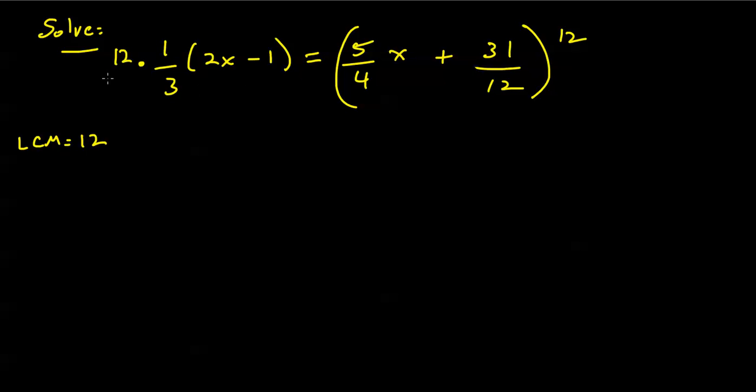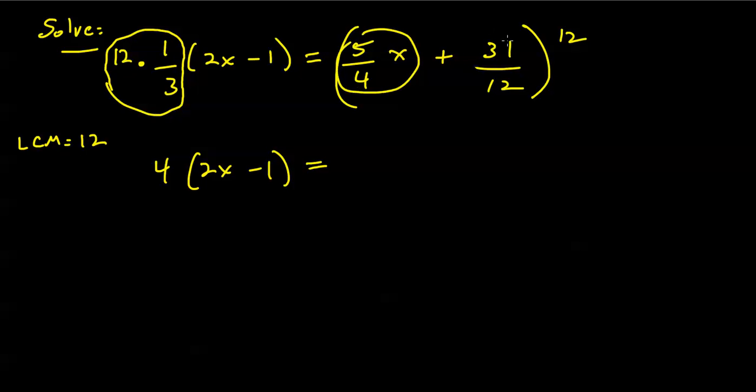Now on the left-hand side, I know that multiplication is associative, so I can multiply 12 times a third and get 4, and then multiply that 4 by the remaining factor, 2x minus 1. Fraction is gone on the left. How about on the right? Well, it's a little more involved here. You've got to apply your distributive law here. You've got to multiply 12 by both of these fractional expressions.